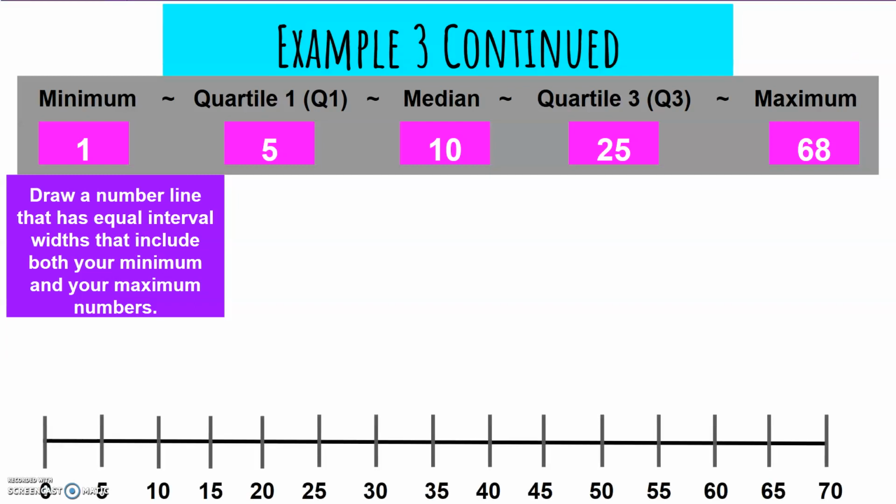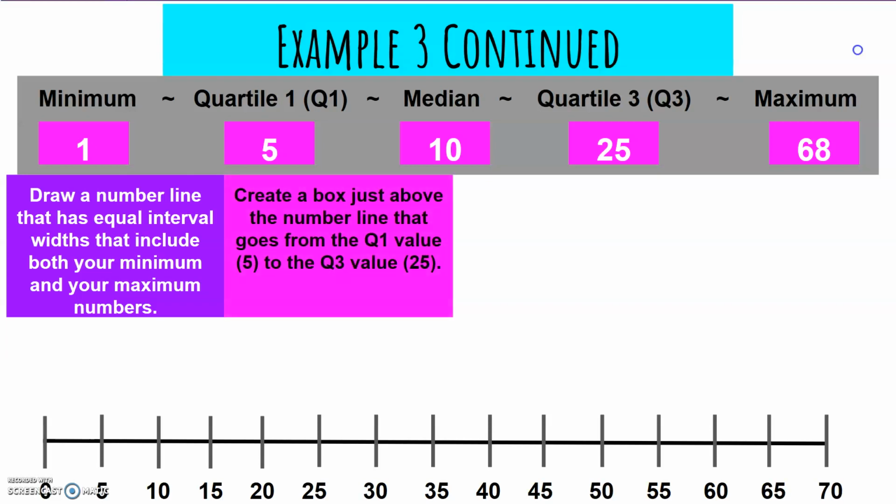So we don't have to start at 0. We could start at 20 if it made sense for our data. If we didn't have a single data point that was less than 20, we wouldn't need to start at 0. But we have a data point at 1, so we do need to start at 0 here. And notice we go up to 70, which is just 2 points higher than our maximum. So all of our data points will fall on this number line.